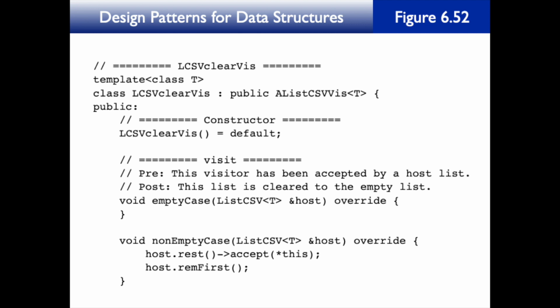And after it has cleared the rest of the list, what do we have left? We have a list with just one element in it. And in this non-empty case, we are that first node in the list. So all we have to do is tell the host to do .rem first, and remember, rem first is one of those methods in the minimally complete set of methods available to the plugin developer. And so we can just call host.rem first, and that will delete this node. What could be simpler?